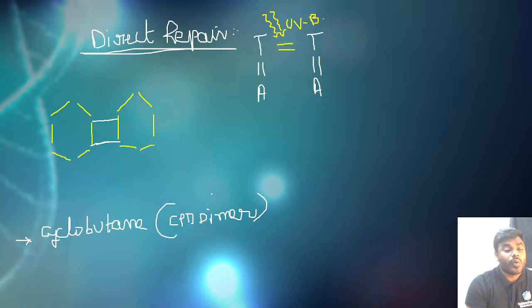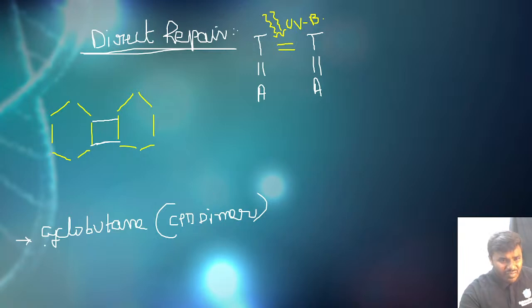Now you can ask me one more doubt. Sir, only the pyrimidine dimers will form? Purine dimers won't form? Friends, you have to remember, purine dimers also will form. There is no doubt about it. But the point is, when compared to the purine dimers, the formation of the pyrimidine dimers is more frequent.